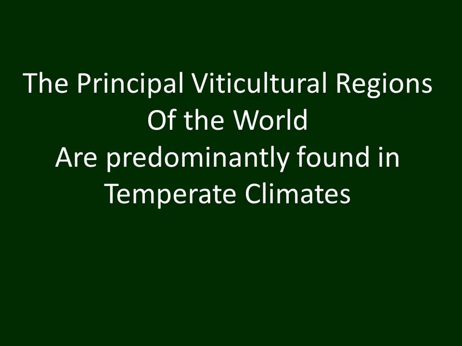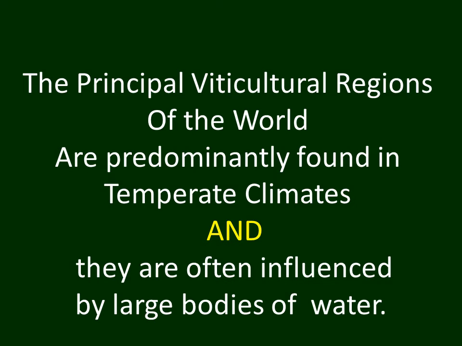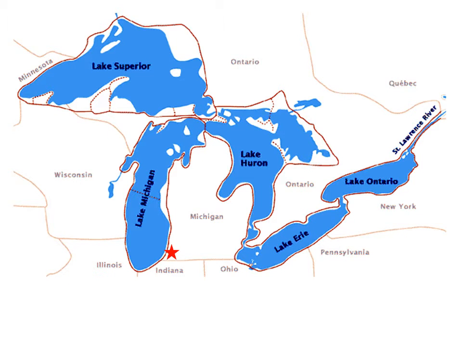Now, the principal regions of the world are predominantly found in the temperate climates, and they are often influenced by large bodies of water. Here is a map showing the Great Lakes region that I'm from, and the red star is St. Joseph, Michigan, where I live. And these are very large bodies of fresh water.